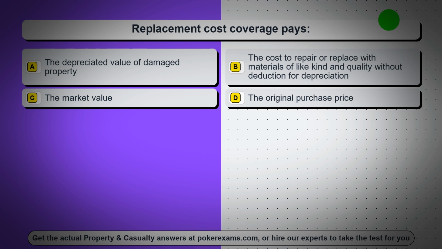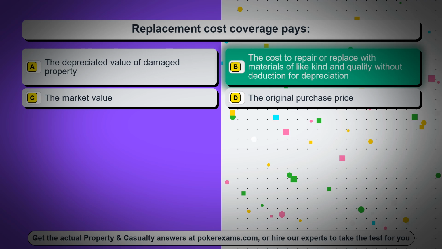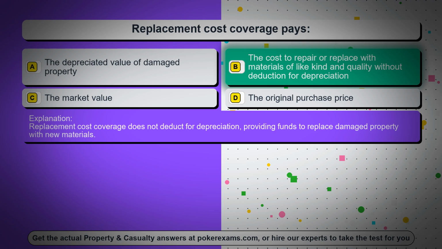Question 69. Replacement cost coverage pays: option A, the depreciated value of damaged property, option B, the cost to repair or replace with materials of like kind and quality without deduction for depreciation, option C, the market value, option D, the original purchase price. The correct answer is option B, the cost to repair or replace with materials of like kind and quality without deduction for depreciation. Replacement cost coverage does not deduct for depreciation, providing funds to replace damaged property with new materials.